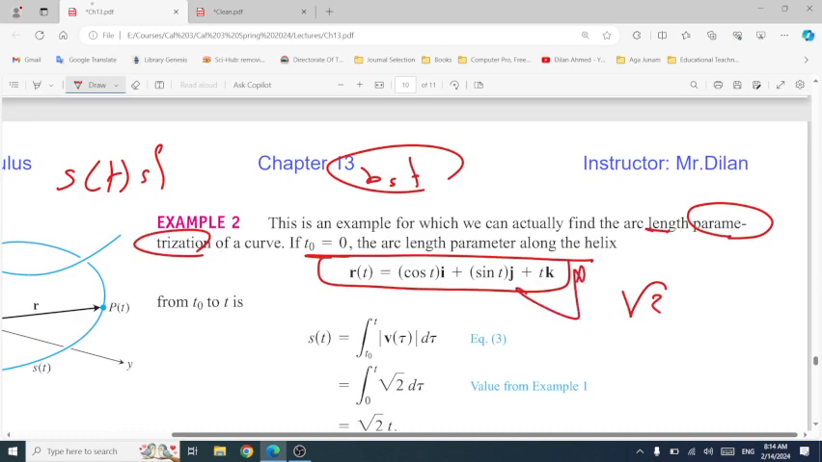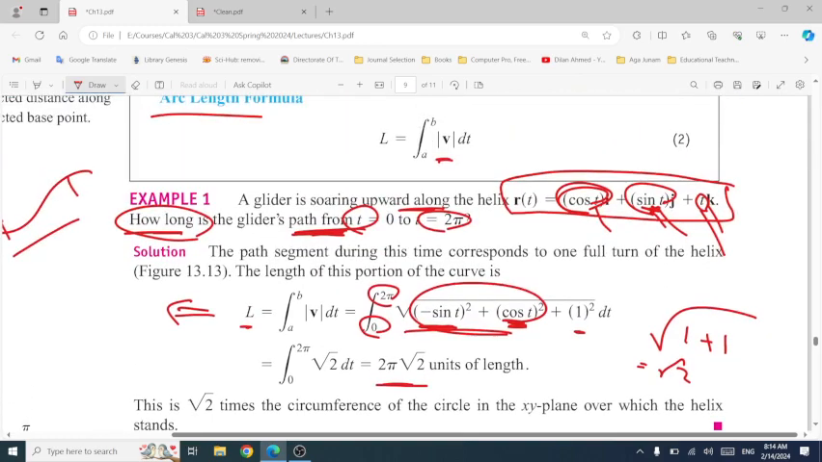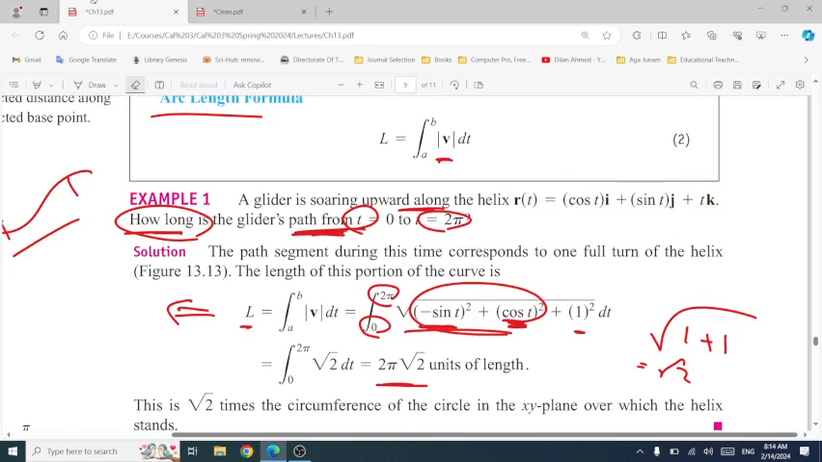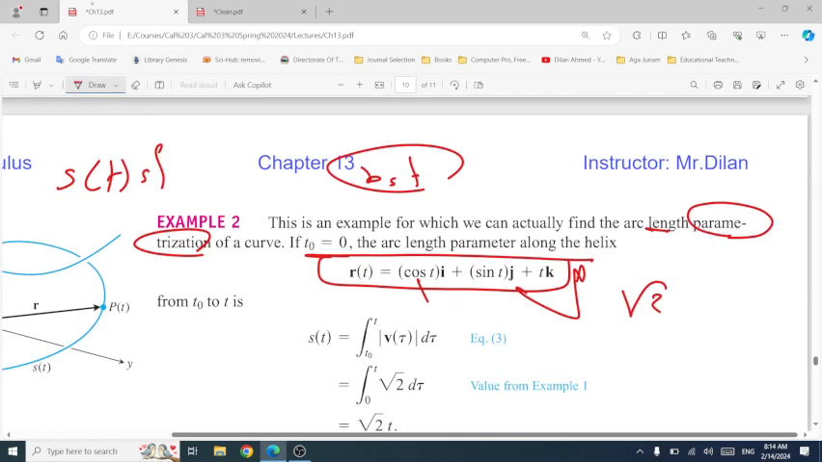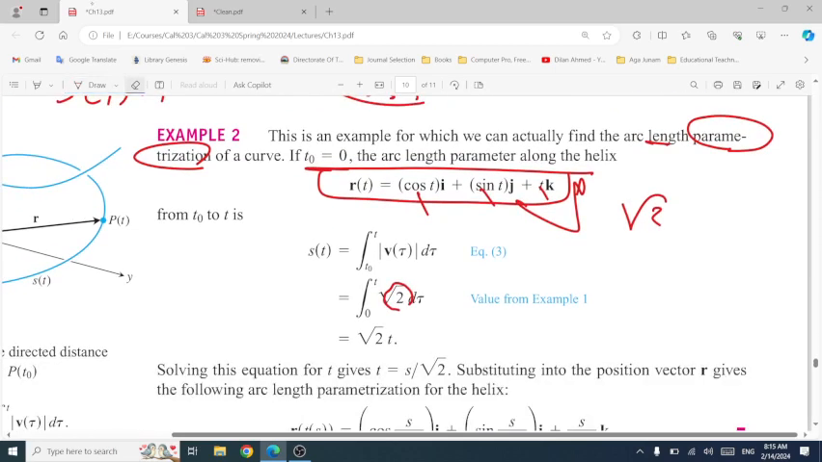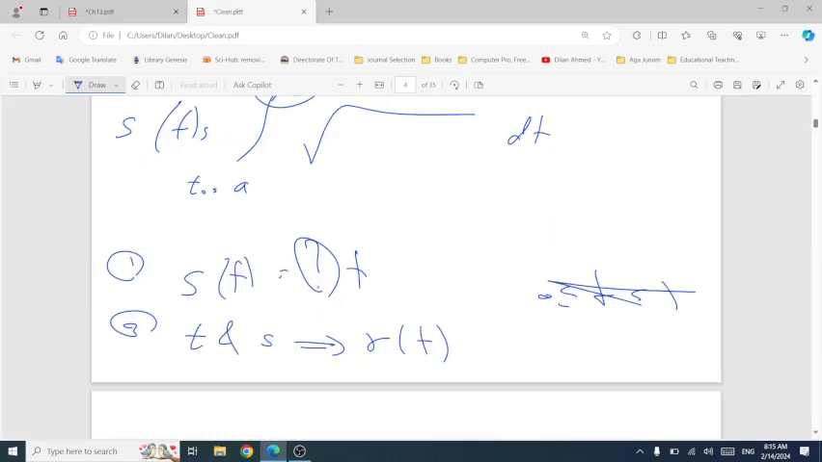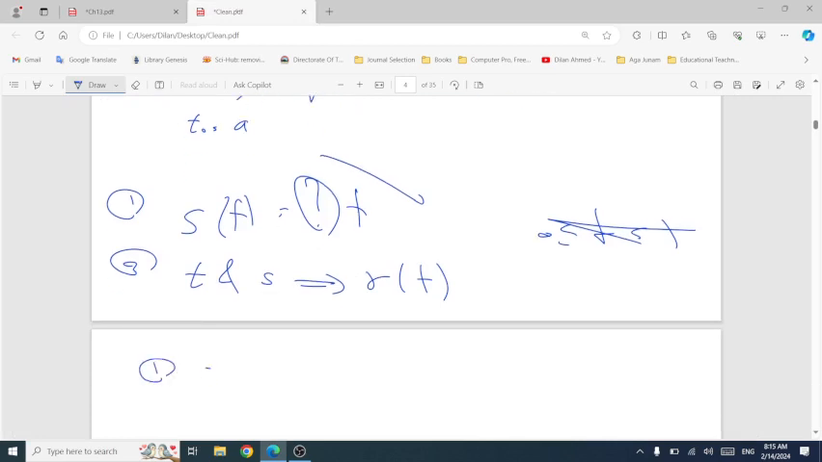Same example, straight away. Look. We have cosine t, sine t. Of course, I'll get the square root of 2. But what's different? When I substitute, I get s(t) equal to something in t. Now find. This is the first one. We got in our example, first step, s(t) equal to square root of 2 t.